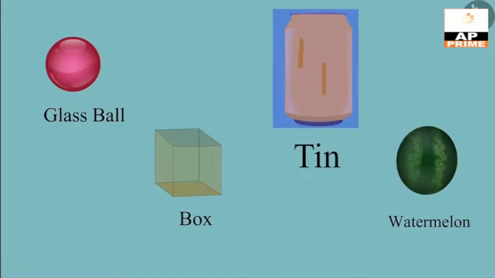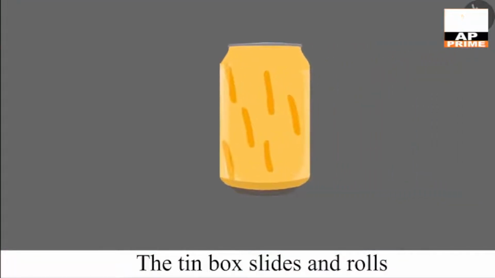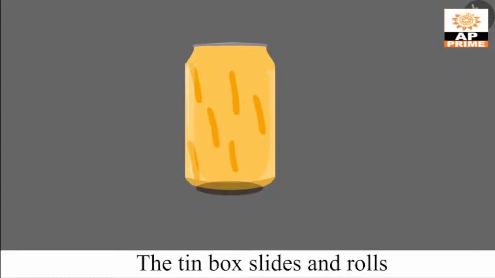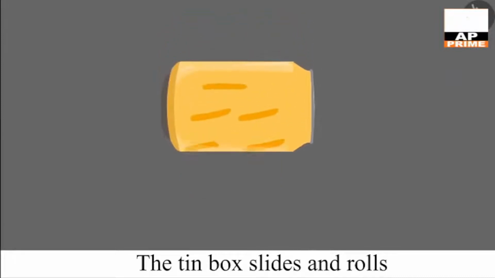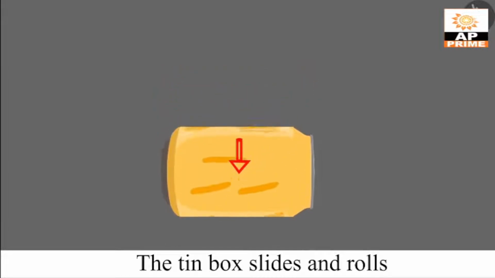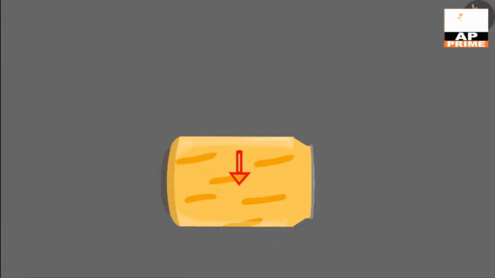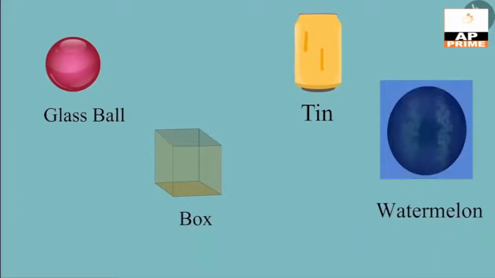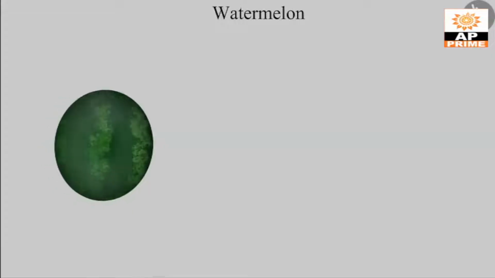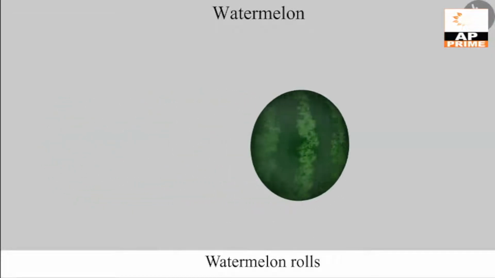Now let's see this tin box. It can slide because it has one surface which is not round. And it can also roll because it has a round surface also. And children, this is a watermelon. It is round. It means it will roll.